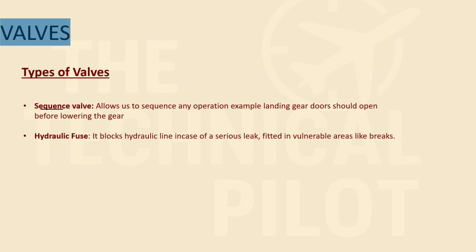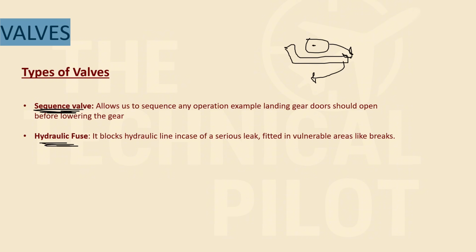Sequence valve is something that allows us to sequence operation. For example, the landing gears should come down only after the doors have opened. So the landing gear doors need to first open and then the landing gear will extend. So if you want to sequence operation, we use what? Sequence valve. Then last is your hydraulic fuse.